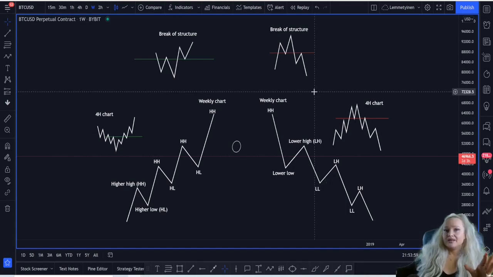As long as you're combining a minimum of 2 or 3 time frames, you can use different ones, but you have to use a higher time frame, and then you're breaking it down to the lower time frames to see the break of the structure for you to be able to take a long position or a short position.